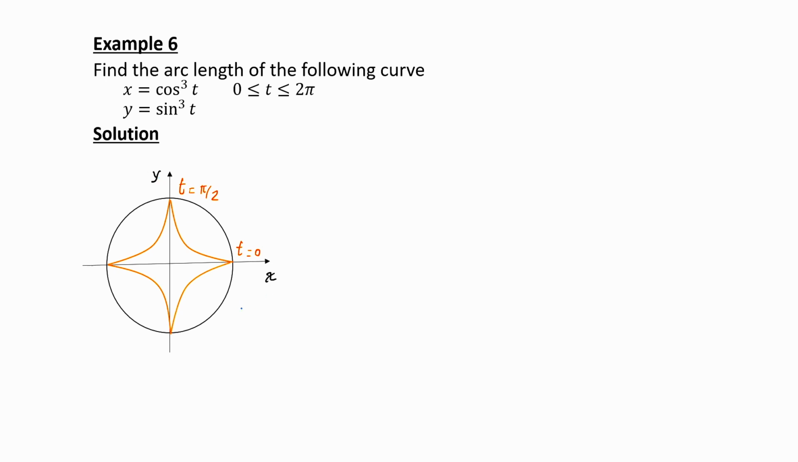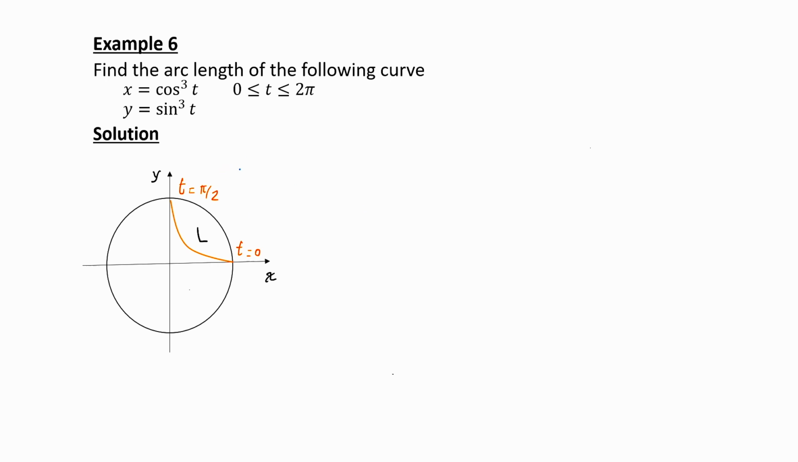And this asteroid has 4 parts which are symmetric. This portion of the asteroid, this portion, they are symmetric. So what we will do is we will find the arc length of this portion only. That portion goes from t equals 0 to t equals pi over 2. And then we find that arc length L, the total arc length will be 4L. Alright, so that will be our strategy. We are going to find 4L, where L is just that portion.